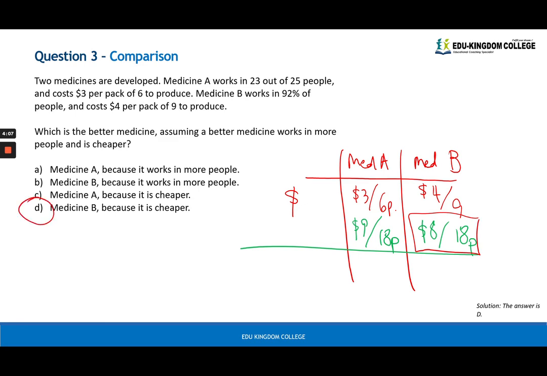But let's check how well it works. Medicine A is 23 out of 25. If you multiply top and bottom by 4, 23 times 4 is 92%, and medicine B is 92%. Right? So that's why how often it works is not a point of comparison because they're the same. So D is the answer here.